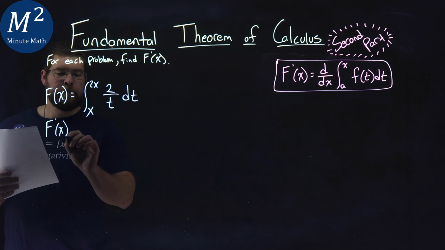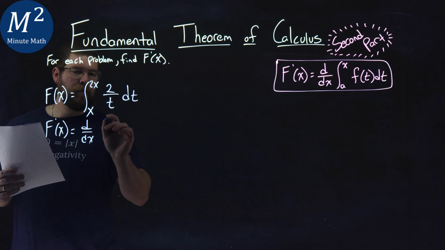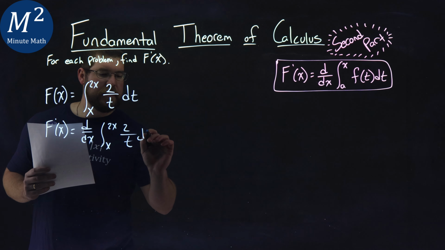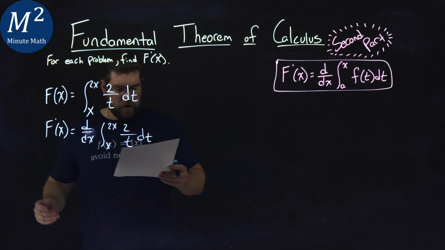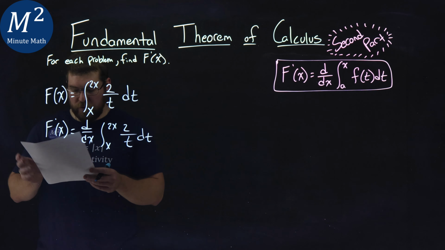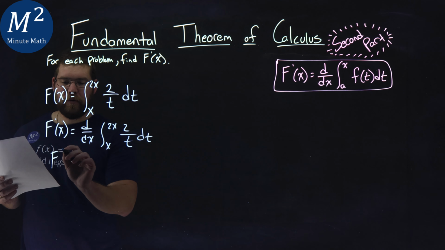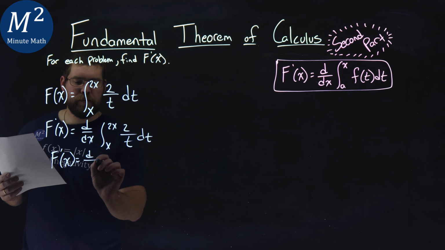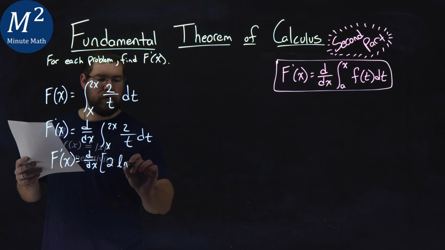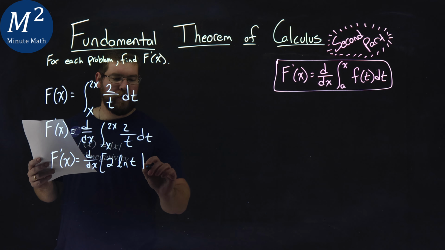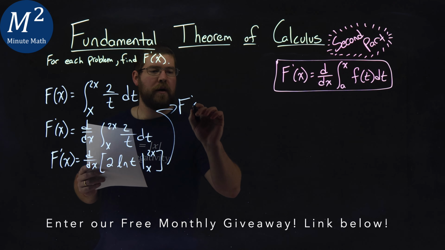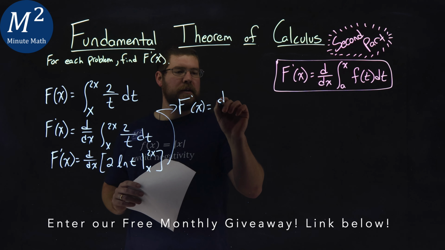F prime of x is equal to d over dx of our f of x, or the integral from x to 2x, 2 over t dt. So the first thing we want to do here is start from the inside, baby steps. Let's take the integral of 2 over t. The integral of 2 over t comes out to be 2 natural log of t, and we're integrating that from x to 2x.